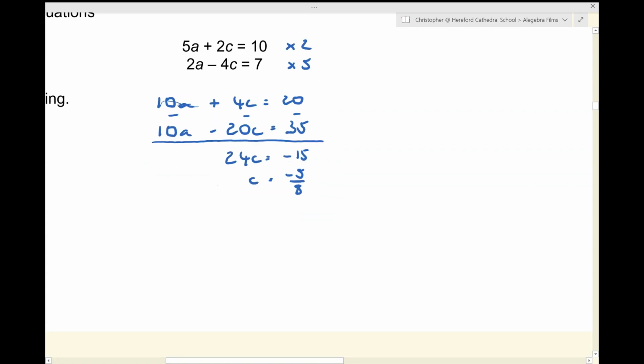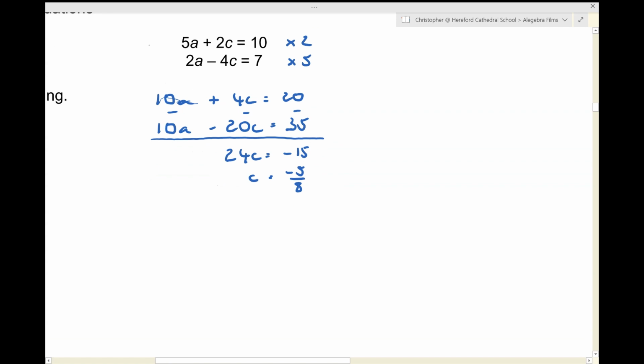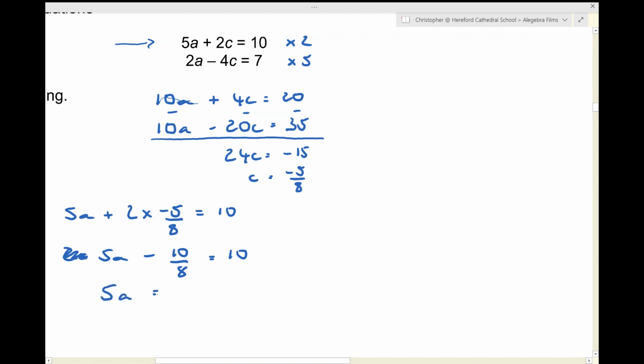Right, we're going to substitute that into the first equation. We have 5a plus 2 times c. Well, c is minus 5 over 8, equals 10. That's 5a minus 10 over 8 equals 10. Use your calculator to do 10 plus 10 over 8 if you want to, and you'll get 45 over 4. Divide both sides by 5, and a equals 9 over 4.